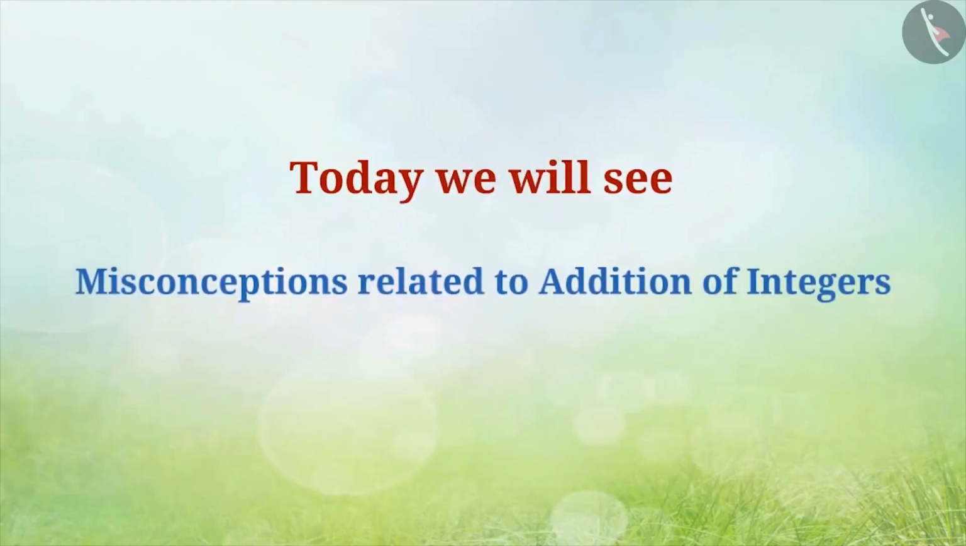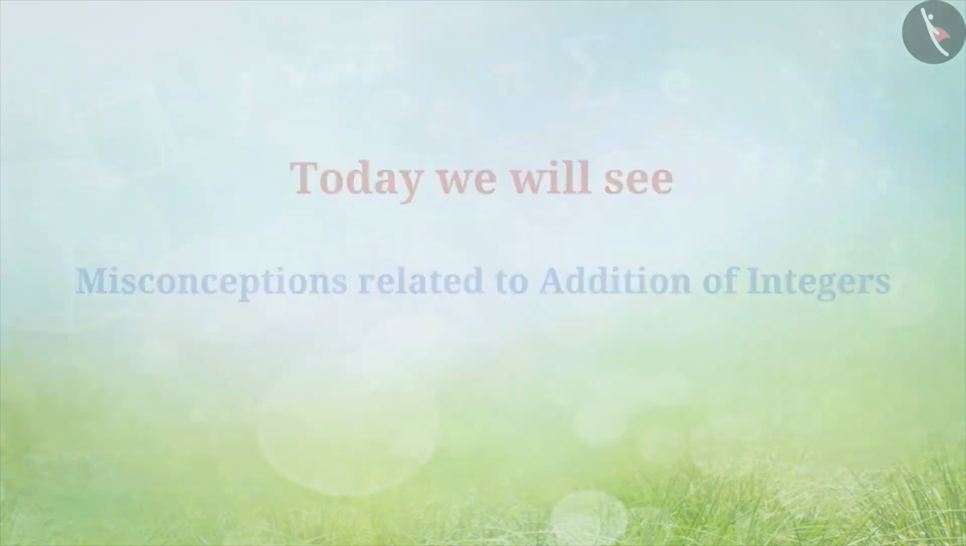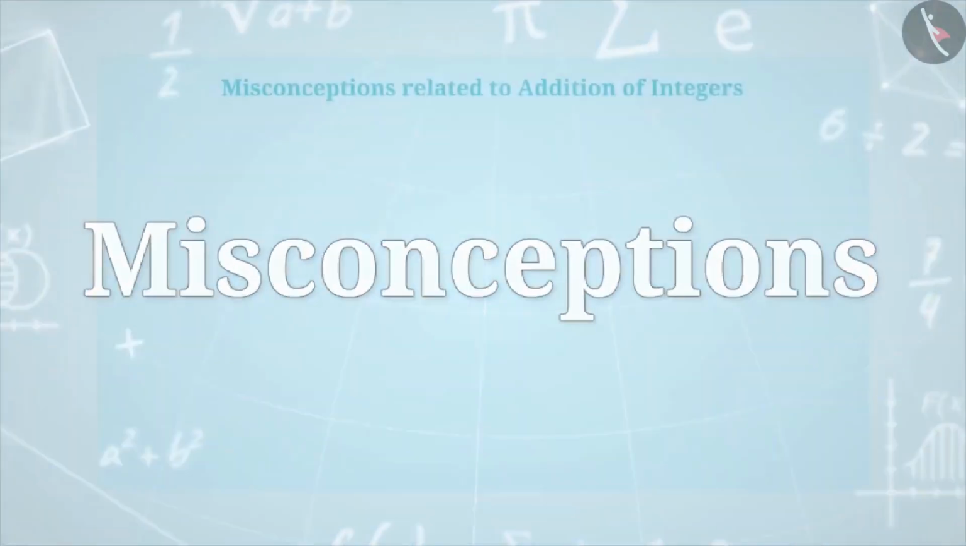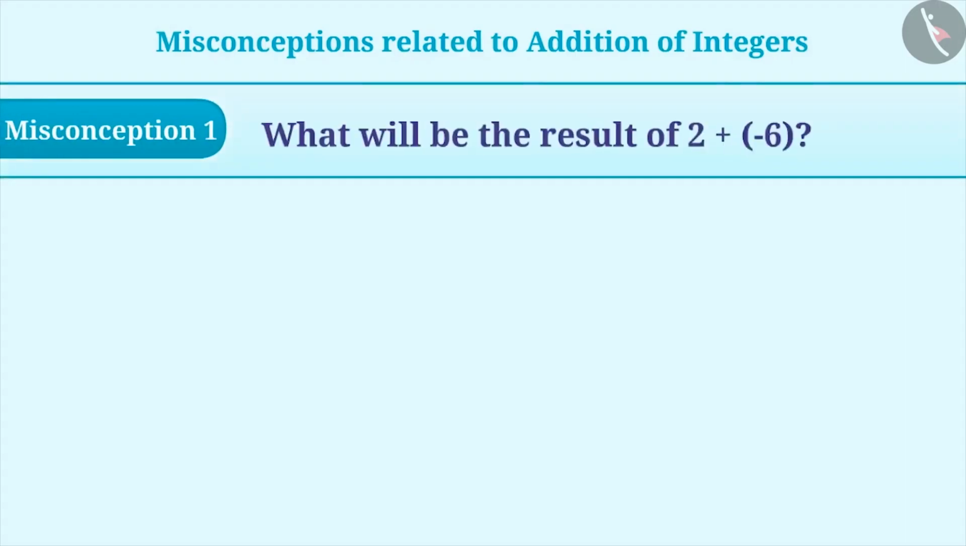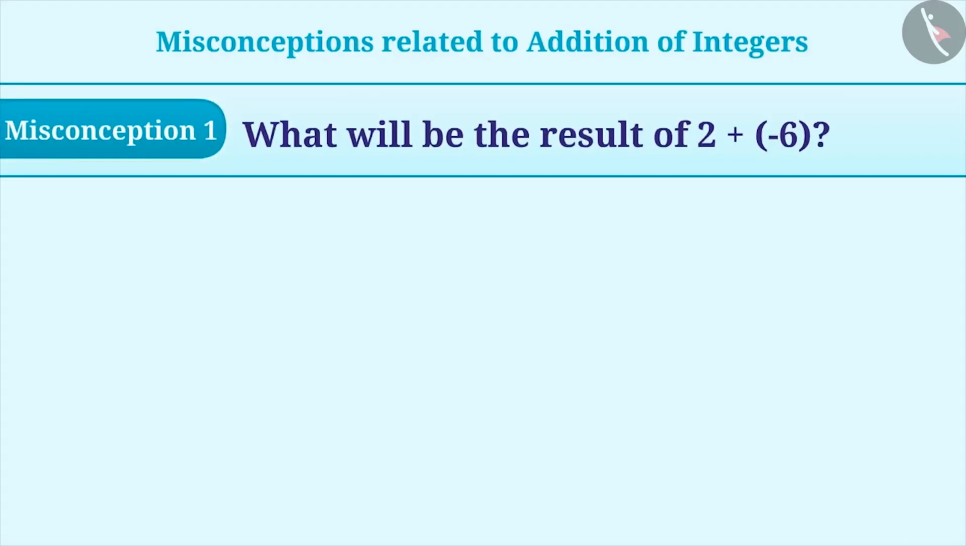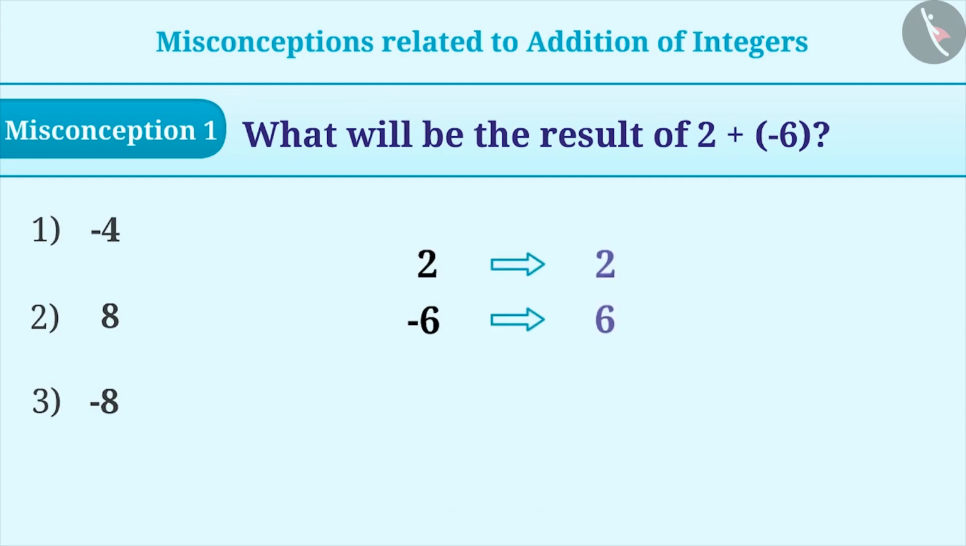Today, we will see some misconceptions related to addition of integers. Misconception 1. What will be the result of 2 plus minus 6? For the addition of numbers having opposite signs, first, we will find the value of numbers ignoring their signs, which we call numeral value. Then, we will subtract the smaller numeral value from the greater numeral value, and we will put the sign of the greater numeral value to the result.